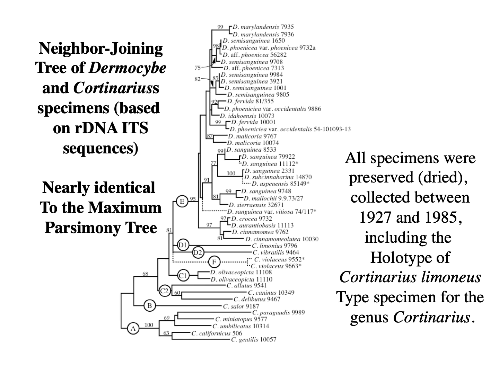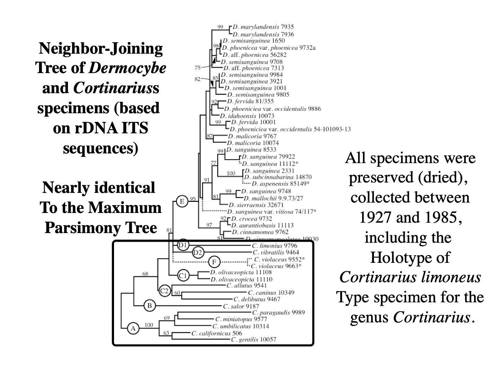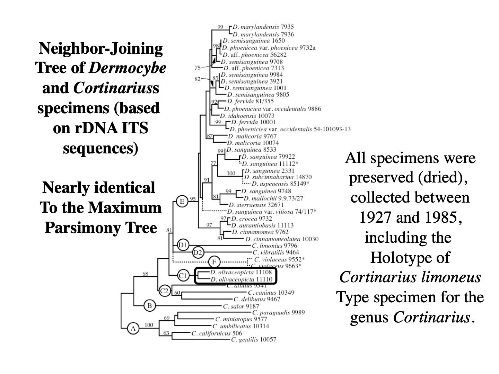So this outlines some of this genus up here with all the Ds. Those are Dermocybes. Then the Cs down here stand for a closely related genus, Cortinarius, and you can see some Ds in here. These are those olive-colored ones that are within the Cortinarius clade, so that was a problem right from the beginning.